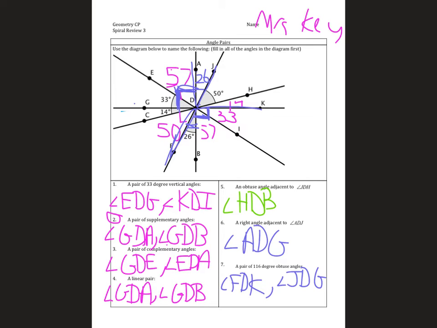Obtuse angles are between 90 and 180. Acute angles are between 0 and 90. Right angles are 90, and straight angles are 180 degrees.